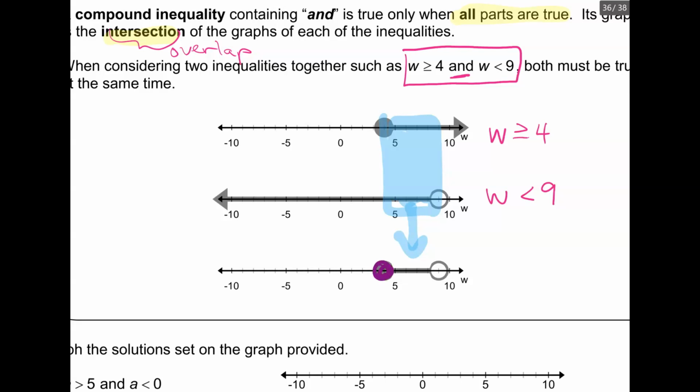The way you could figure this out: w is greater than or equal to 4, so you put your closed circle there and a little arrow. Then w is less than 9, so put a little open circle and go this way. I see they're facing each other, so I can connect them. Sometimes with an "and" you'll end up with only one arrow. If w is greater than 4 and w is greater than 6, they go the same way, but the only intersection would be the greater than 6.